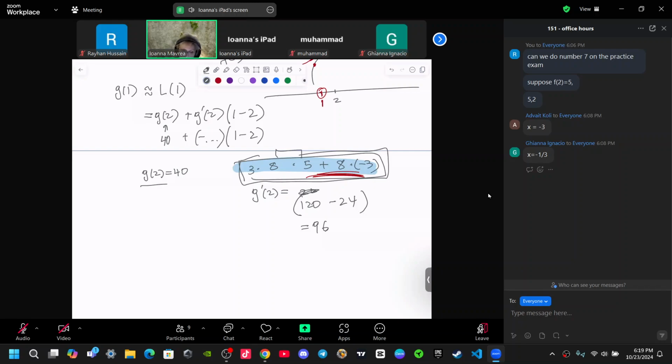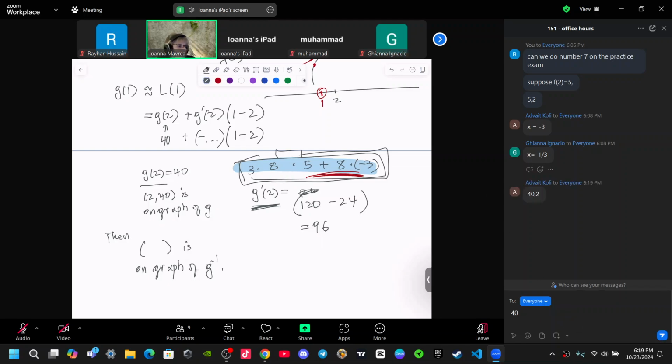So if you know g of 2 and you know g prime of 2, and you know 2 comma 40 is on the graph of g, then what point is on the graph of g inverse? It's the same type of question. A and B is similar to C and D. Well, C is a little different. 40, yeah, 40 comma 2.